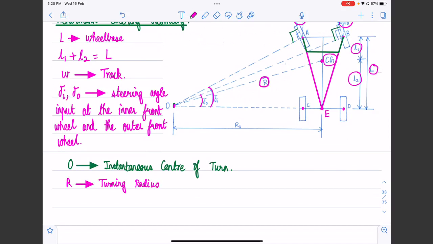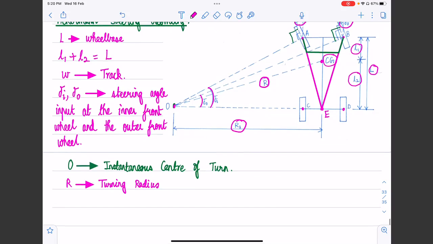Okay, and let's call the distance from O to E as R1. This is a parameter which we are introducing just for the sake of simplicity. But when we derive the equations, we will be eliminating it. All right, so that's where we are. That's why we are introducing this parameter R1.